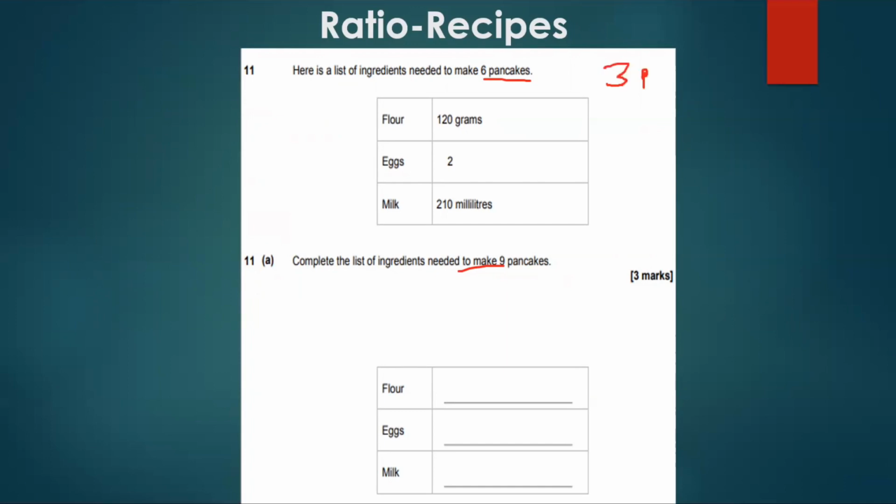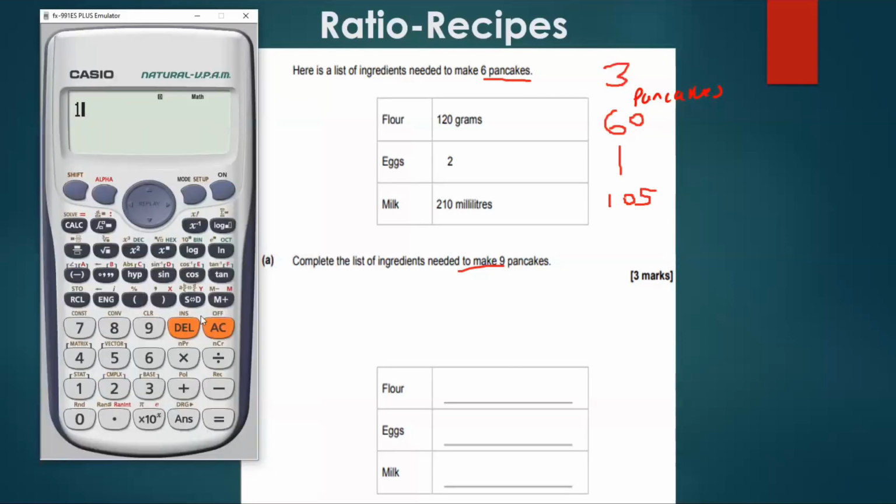So 3 pancakes, guys. Okay, if I can write it properly. Sorry, that is my poor handwriting, actually. So 3 pancakes. A half of 120 is going to be 60. A half of 2 is 1, and a half of 210 is going to be 105, guys. So checking my answer here on the calculator: 210 divided by 2 is equal to 105. And then checking the next one, 2 divided by 2 is going to be 1. And then lastly, for the number of grams of flour, 120 divided by 2 is 60, guys.